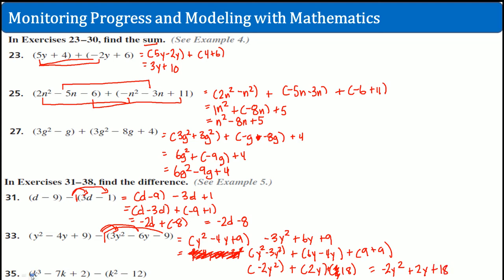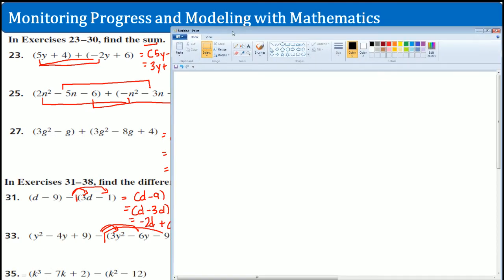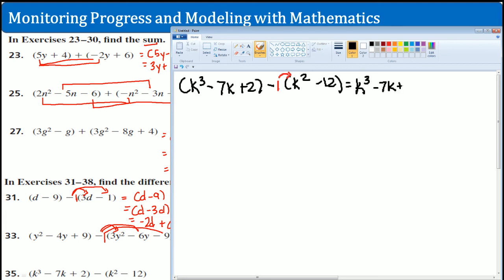Okay, 35. I'm going to do number 35 right here. Okay, number 35. Right? So this is how it looks. So here, let's just bring up Paint for this one. I don't want to crowd the board. So k cubed minus 7k plus 2 minus k squared minus 12. All right. Remember, there's a negative 1 here that you're going to distribute. So nothing happened here. So this is just k cubed minus 7k plus 2.